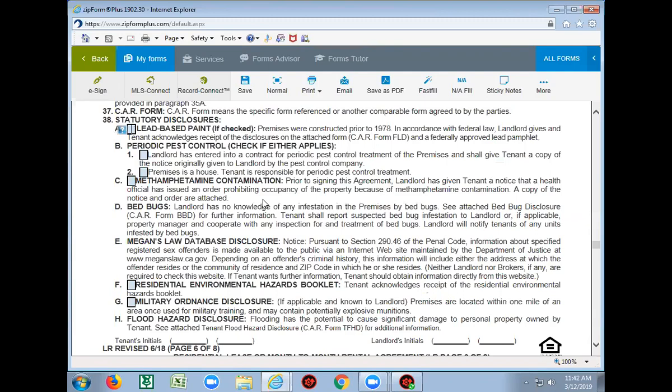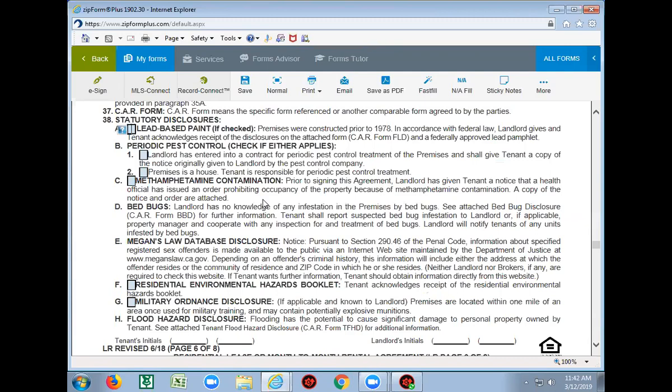Landlord has entered into the contract of periodic pest control term treatment to the premises and shall give the tenant copy and notice of original given to the landlord by the pest control company. So some of the landlords may pay for the pest control company annually. So they could, like once a year or semi-annually, come out to check because they already pay the fee for my company. So that is the time you notify the tenant. And also premises is a house, tenant is responsible for periodic pest control treatment.